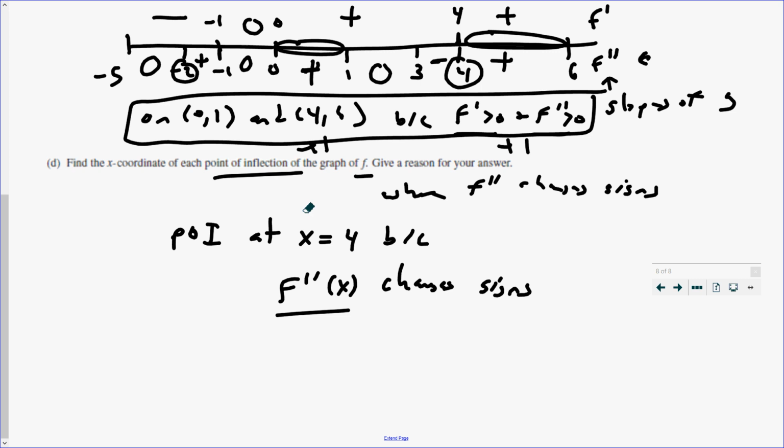Okay? And that is 1 point for your answer, 1 point for your reason. And notice, we use a sign chart. This is a really tough sign chart. AP is getting a little bit tougher on the sign charts. So definitely study this one, okay?